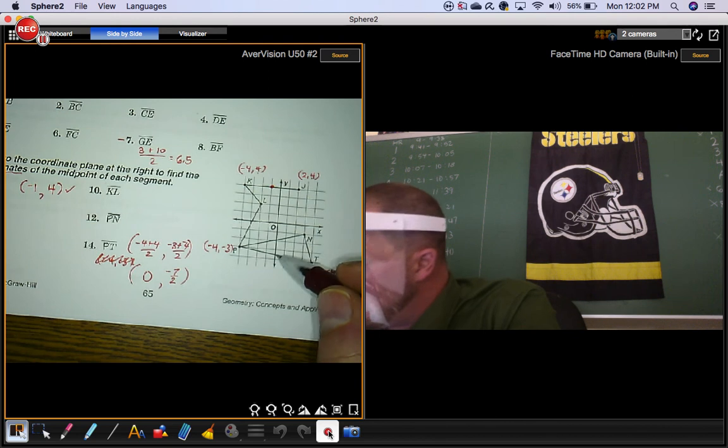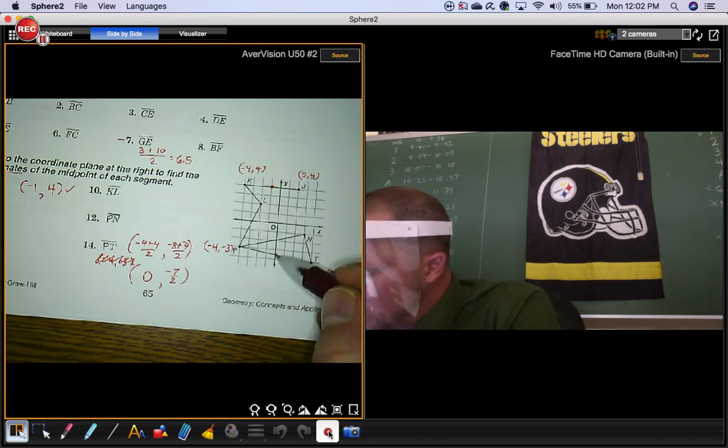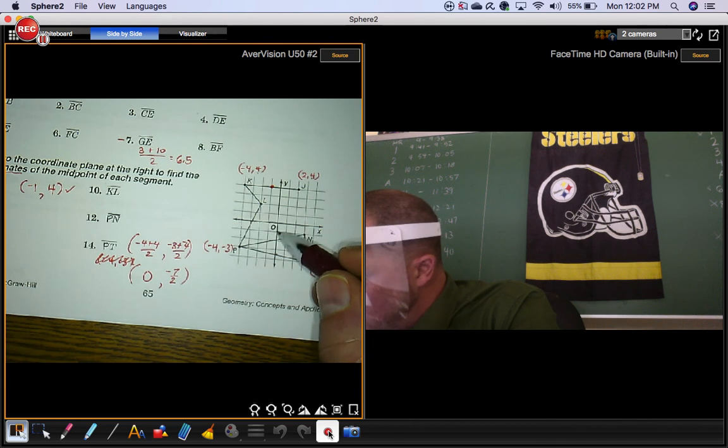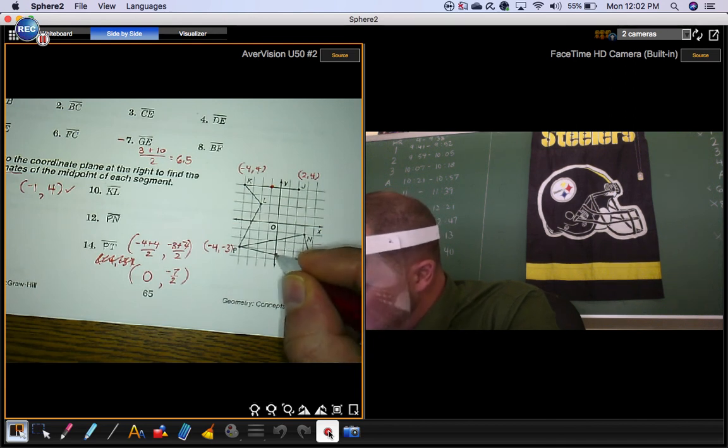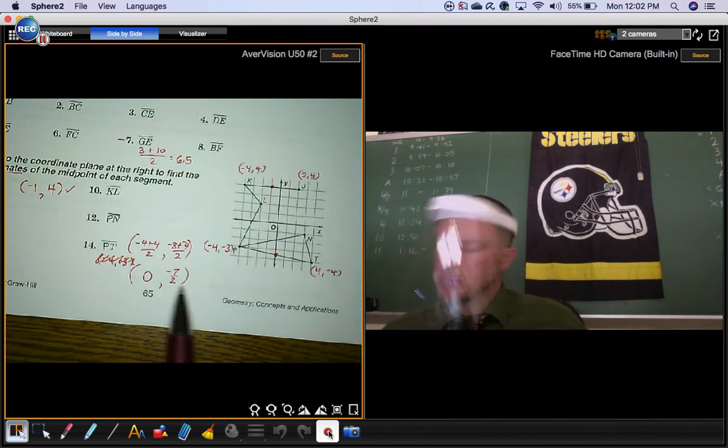Okay, so you can double check. Where does this ordered pair live? Well, it definitely has an x-coordinate of 0. What's the y-coordinate? 1, 2, 3, and it's in between 3 and 4. It looks like it's directly in between to me. So negative 3.5 certainly does make sense there.